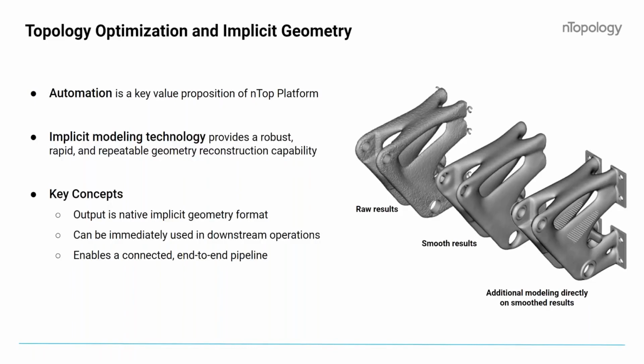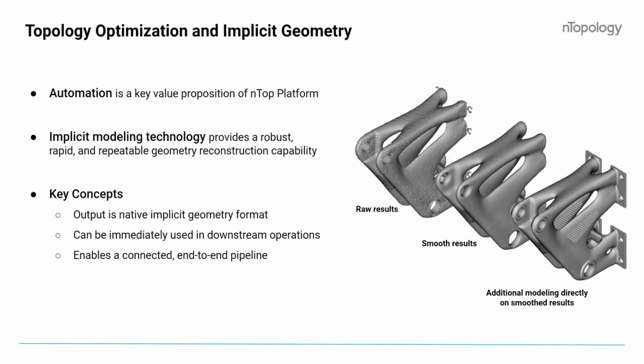So directly from those smooth results, you can immediately feed into downstream operations, whether it's adding additional geometric features, or maybe rerunning it through an analysis for verification. Anything that you can do with implicit geometry in our system, that's the format you get out of this step, and you can continue on with the process.